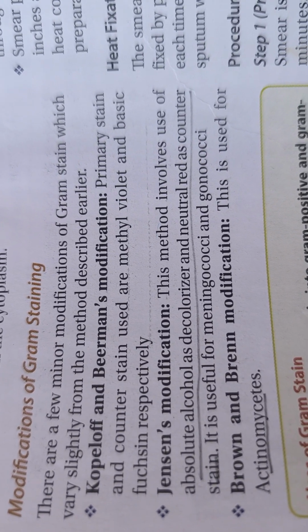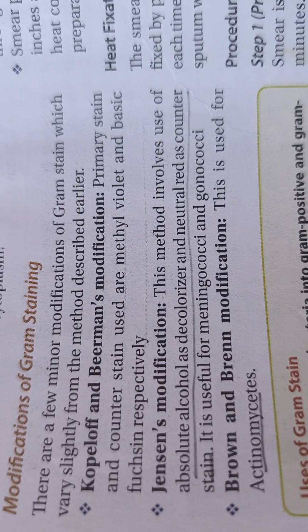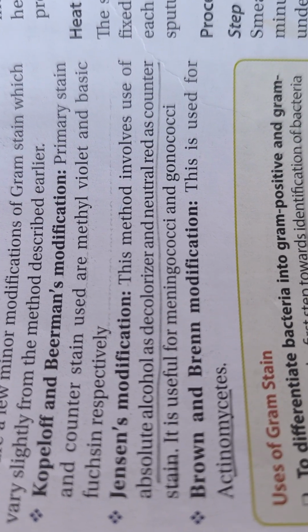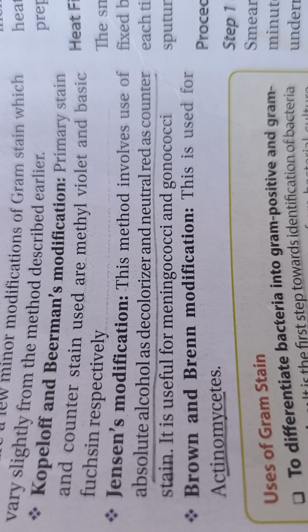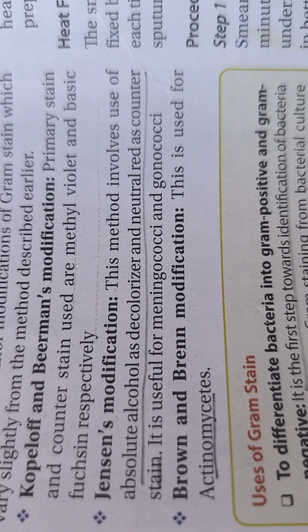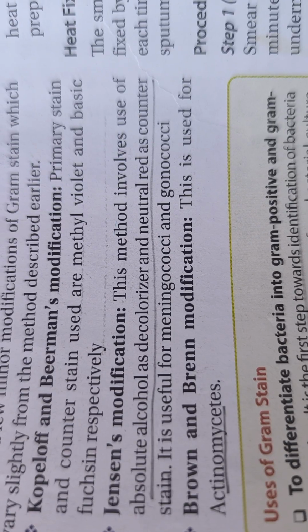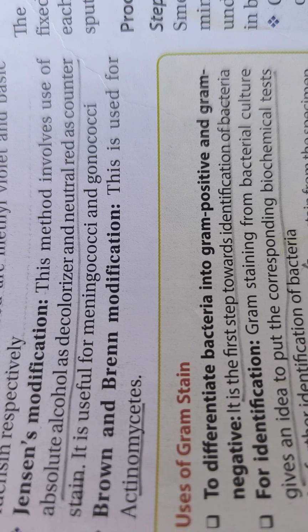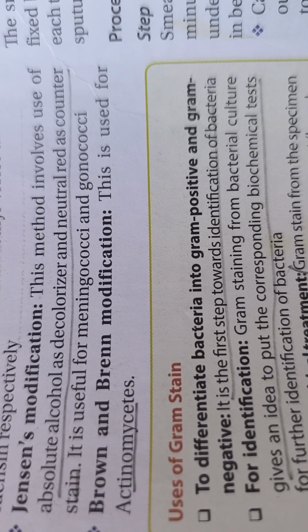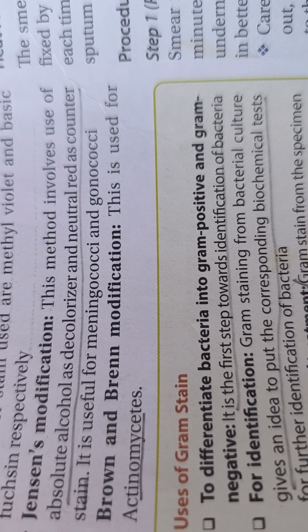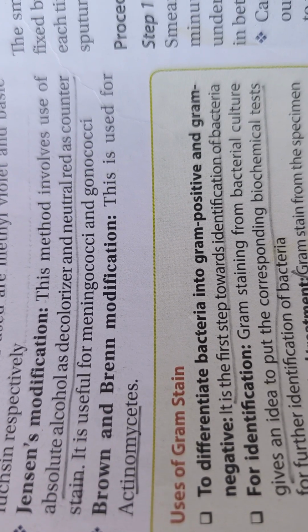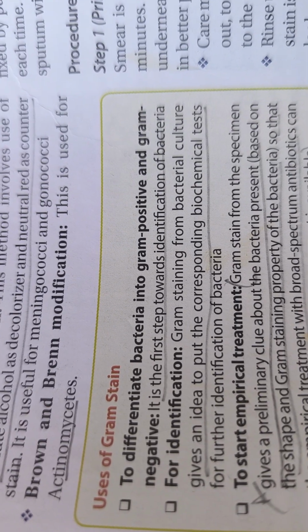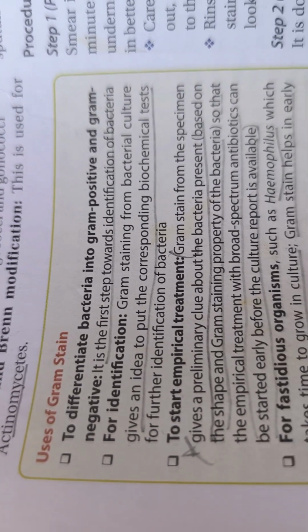Modifications of gram staining. There are a few minor modifications of gram stain which vary slightly from the method described earlier. Kopeloff and Beerman's modification: the primary stain and counter stain used are methyl violet and basic fuchsin respectively. Jensen method: this method involves the use of absolute alcohol as decolorizer and neutral red as counter stain, which is useful for meningococci and gonococci. Brown and Brenn modification is used for actinomycetes.